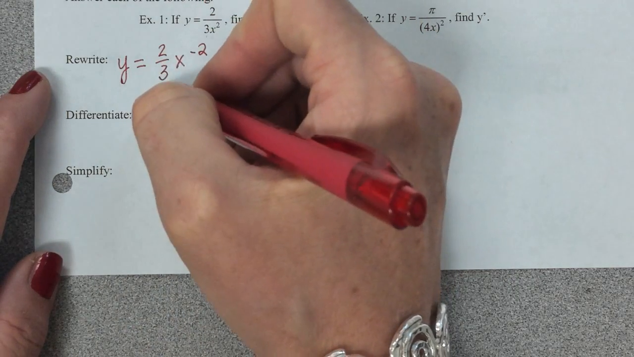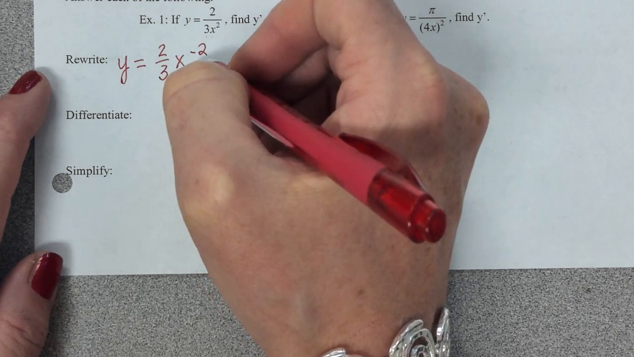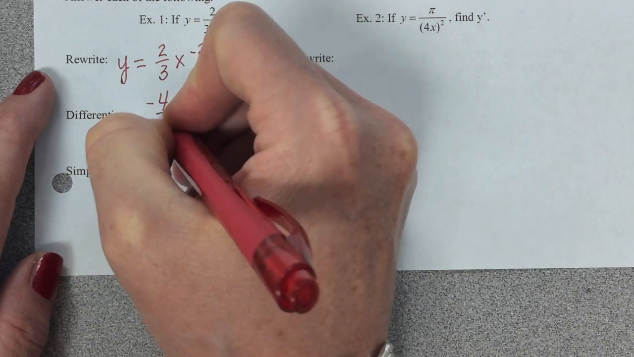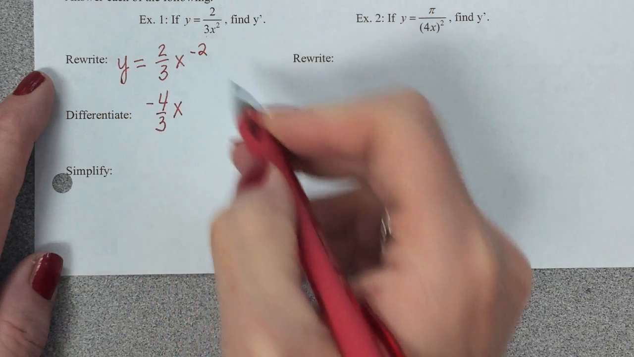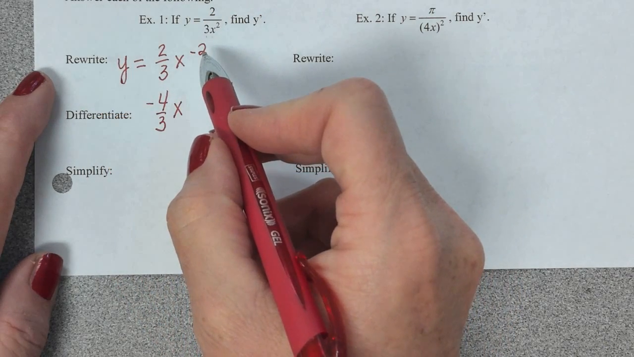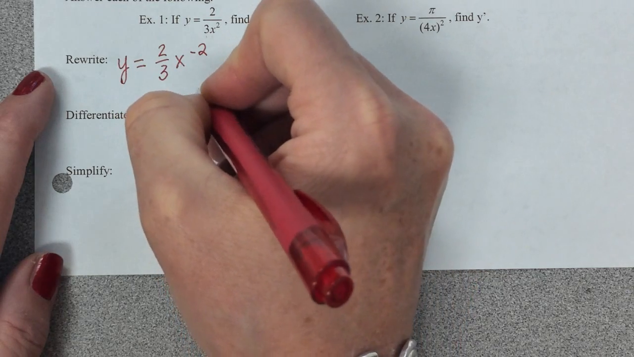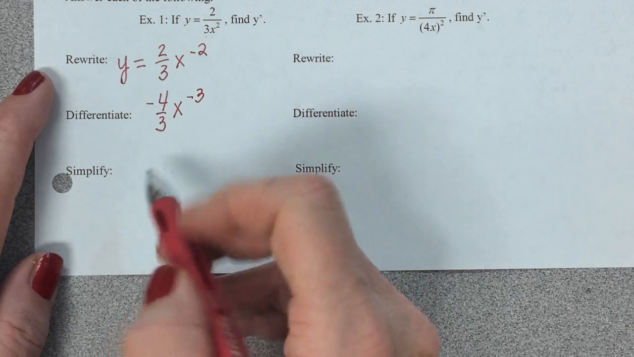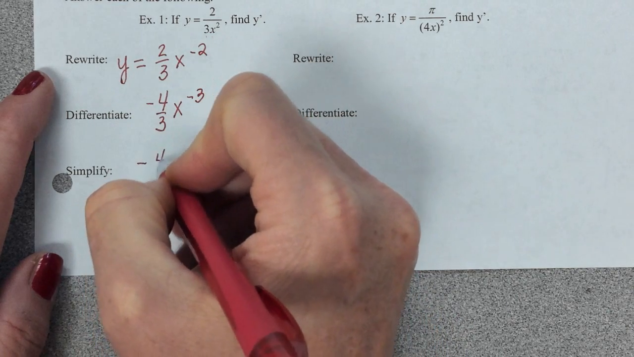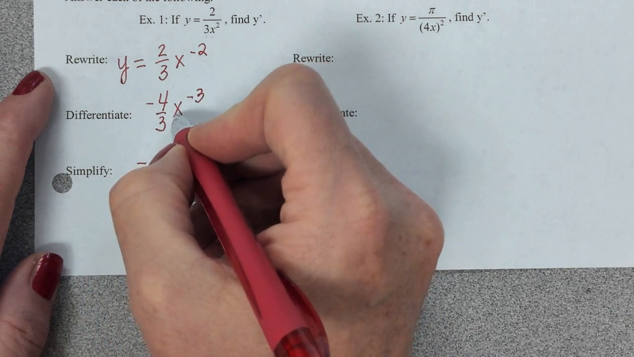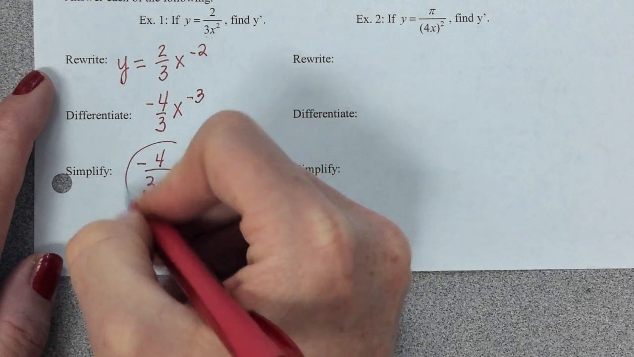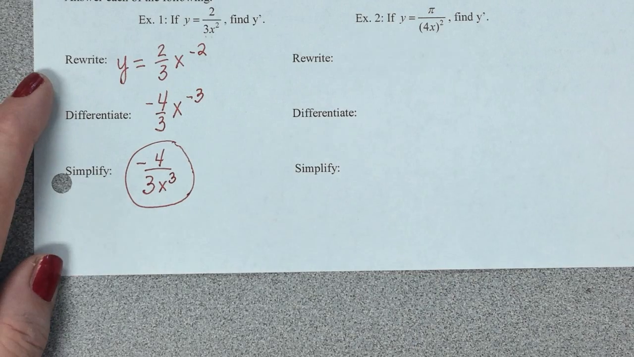So we have to do k times n. So we have to do 2/3 times negative 2. That's negative 4/3 x. Now we have to subtract 1. So negative 2 minus 1 is negative 3. This is our answer for our derivative, but we need to simplify our answer. So it's negative 4. To make this a positive exponent, it's going to have to go to the bottom, and then it would become a positive exponent. And that's going to be our simplified derivative.